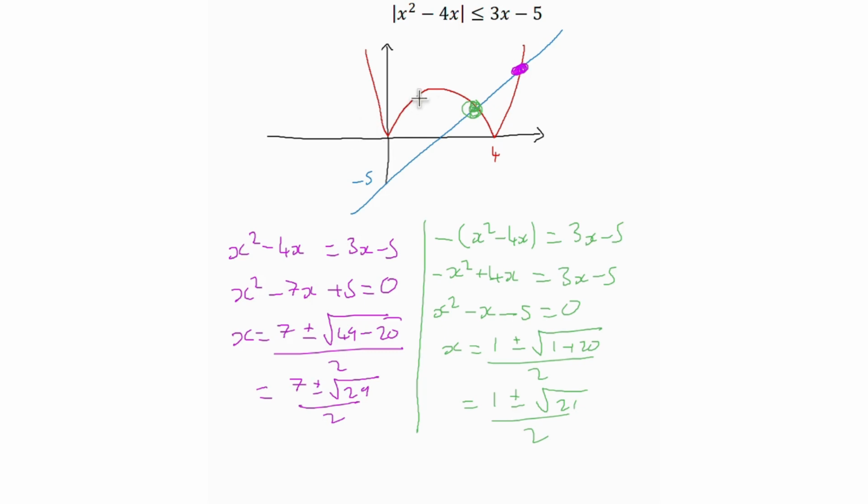Similarly with the green one, imagine this quadratic carried on the whole way down. The other time it would cross would be somewhere over here. That would be the negative value. So we want the positive one again. Now we want this red graph to be less than the blue graph. So we want the values in between these two things. So our final solution is when x is bigger than or equal to the green value, which is 1 plus root 21 over 2, and less than or equal to the purple value, which is 7 plus root 29 over 2.